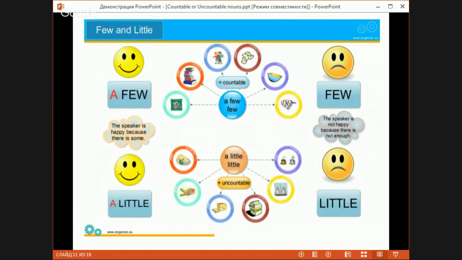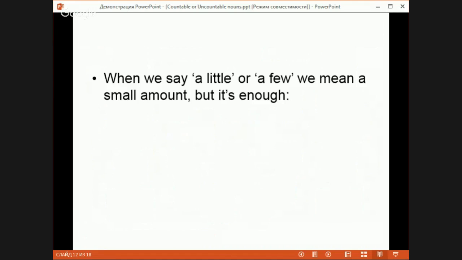I hope this information is clear for you and you studied these examples, and you will remember that a few, a little always mean a happy face. Few and little mean slightly unhappy faces, and you need to change something in your life. Let's move on. Good. So this information will probably be useful for slightly more senior students.